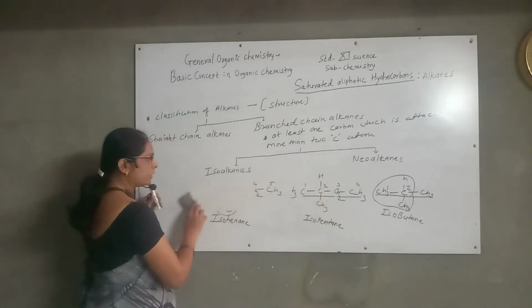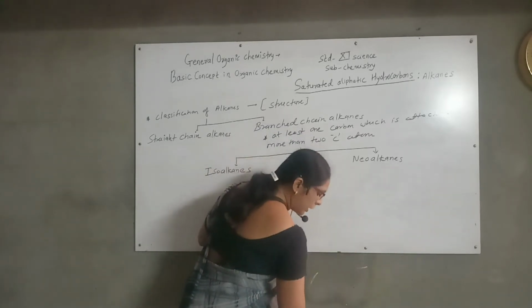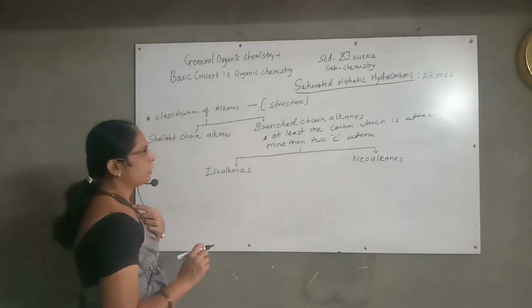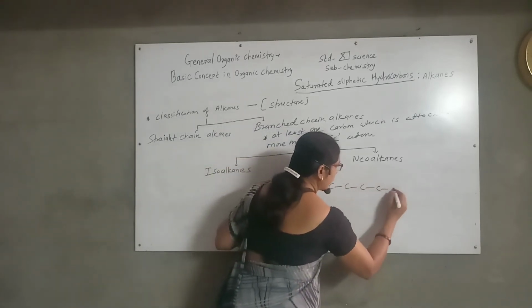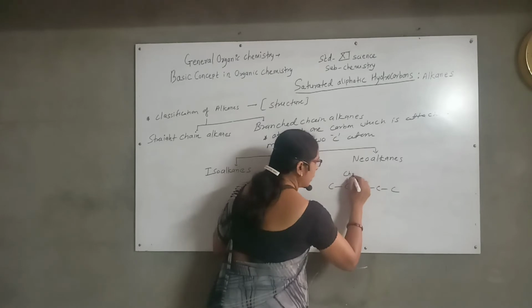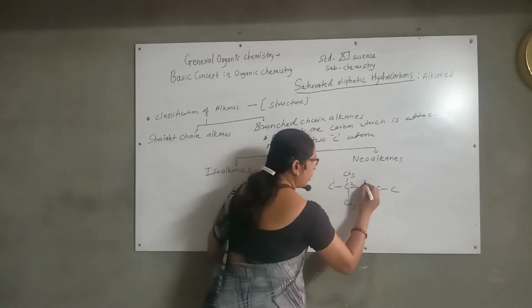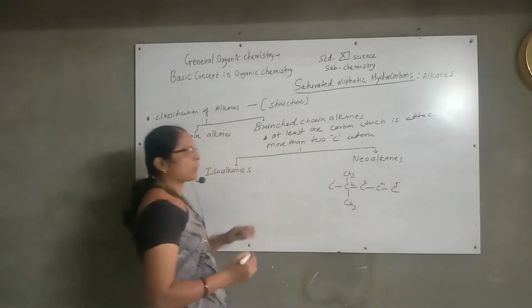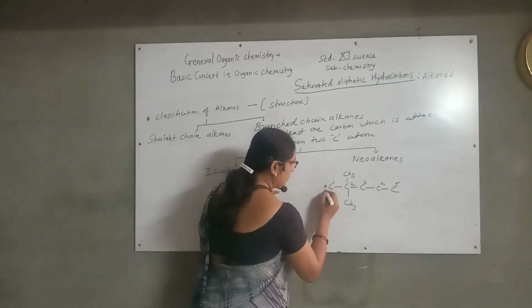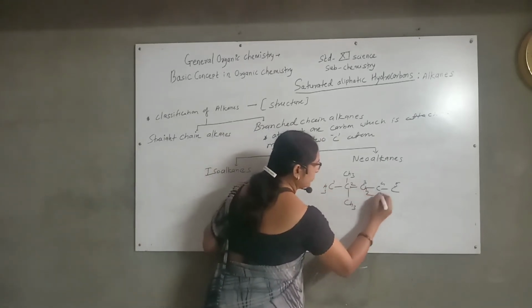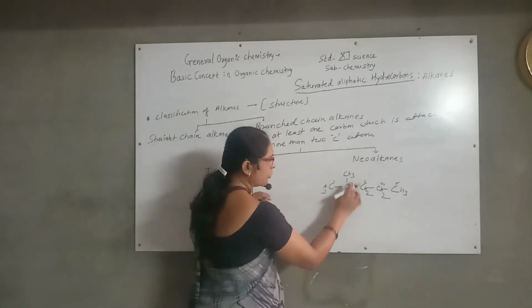Now let us consider neoalkanes. What are neoalkanes? Neoalkanes are alkanes in which there are 2 methyl groups on the second carbon of the continuous chain. Again, CH3 are the methyl groups. If there are 2 methyl groups on the continuous chain of the carbon, they are called neoalkanes. Okay. Let us complete the formula.